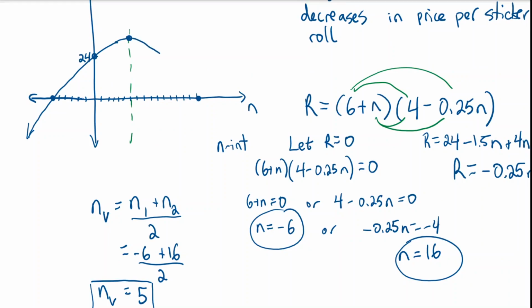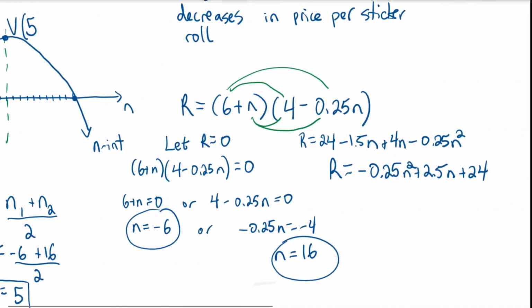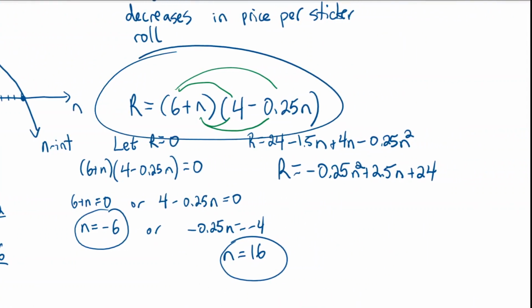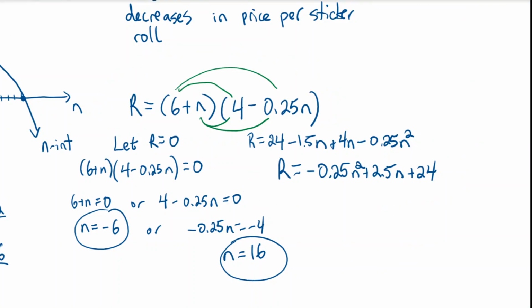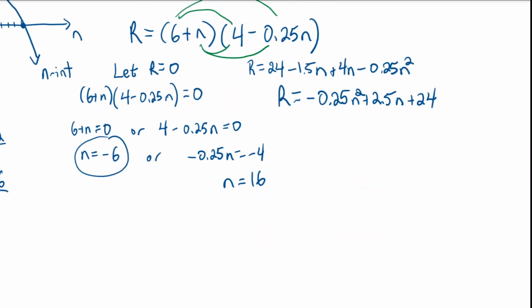So let me just keep going. Oops, let's draw it a little better. It's a little ugly, so something like that. All right, so there's my quadratic, and we are trying to find the vertex. By taking the average of our n-intercepts, we've got the n value. To determine the maximum revenue, we can substitute 5 into this expression or this expression. It doesn't really matter. I'm going to choose the original one, because to me that might be a little bit easier. So let's sub in n of my vertex into this equation right here.